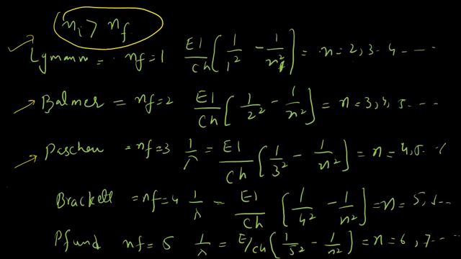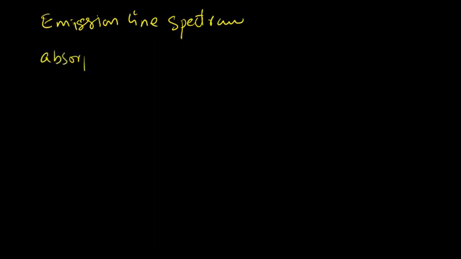Now we explain the types of spectrum. We have two types of line spectrum. Number one, the emission line spectrum, and then we have the absorption line spectrum. So here we get the two types of spectrum.